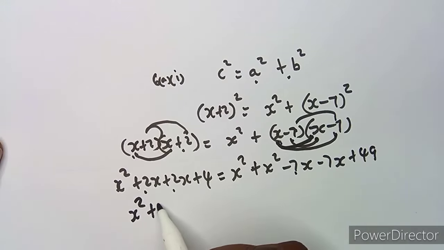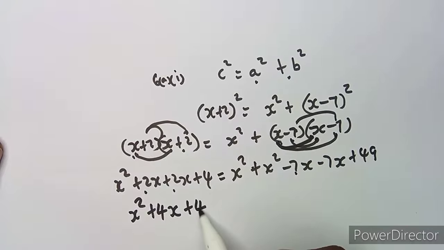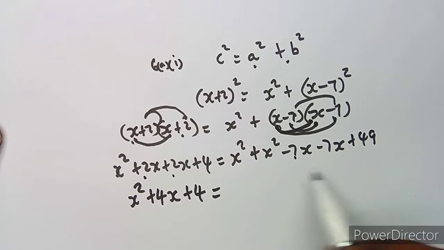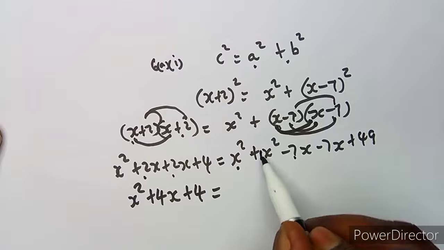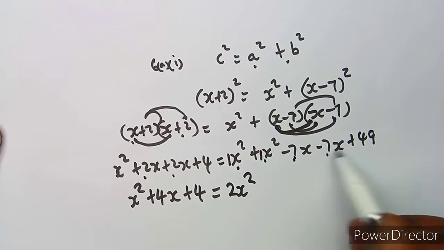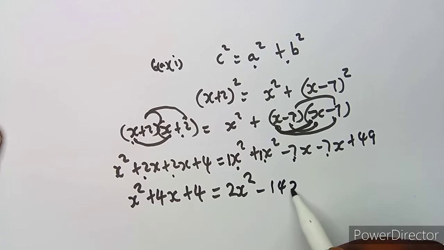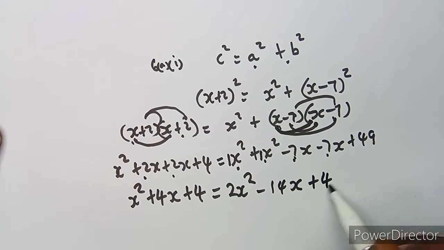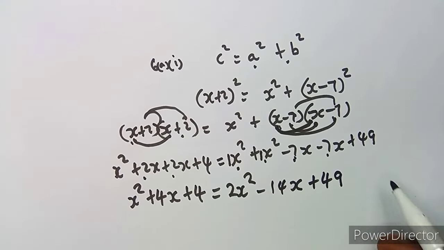So we're going to have x squared plus 4x plus 4, which is equal to, here I've got x squared plus x squared, which is 1 plus 1, that is going to give us 2x squared, minus 7 minus 7, which is minus 14x from your calculator. Remember, this is paper 2, guys. Use also your calculators, guys.